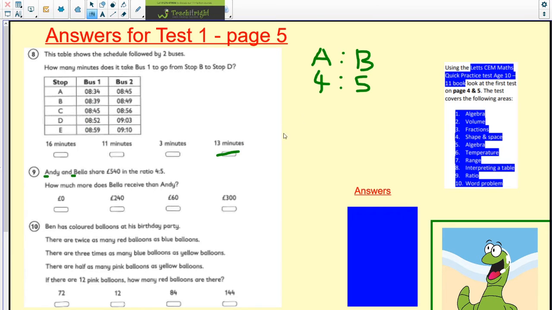In order to work that out, I have to work out what both their shares are. In order to work out what both their shares are, I need to work out what one share is. And one share is going to be the total amount of money divided by the total number of shares. So it's going to be 4 plus 5, which equals 9. That's how many shares there are in total. And it's then going to be 540 divided by 9.